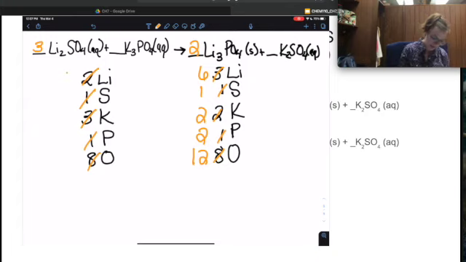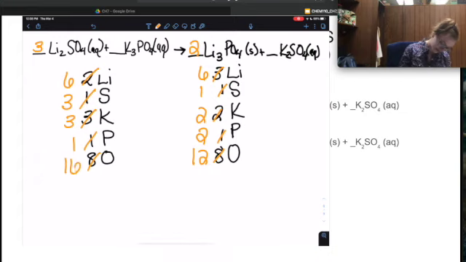So I have 6 lithium. I now have 3 sulfur. I'm going to leave the oxygen for a second. I have 3 potassium, 1 phosphorus, and then it looks like I'm getting 12 oxygen atoms from the lithium sulfate, and I'm getting 4 oxygen atoms from the potassium phosphate. So that leaves me with 16 oxygen atoms. Okay, so my lithium's balanced.